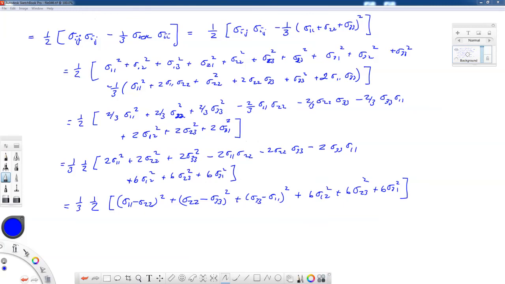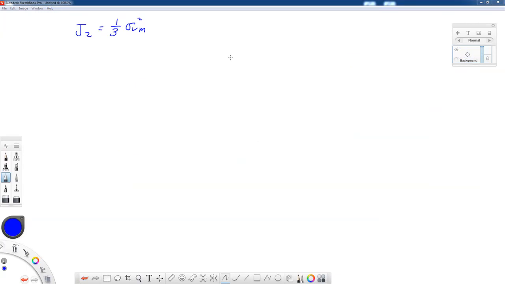Right, and in doing so, we get the following expression, and you may notice that the term in the red brackets that I have here is the von Mises stress squared. So I'm going to write down it's equal to 1/3 sigma von Mises squared. Alright, so J2 then is 1/3 sigma von Mises squared, where our von Mises stress is our usual definition. I'll go ahead and write it down.